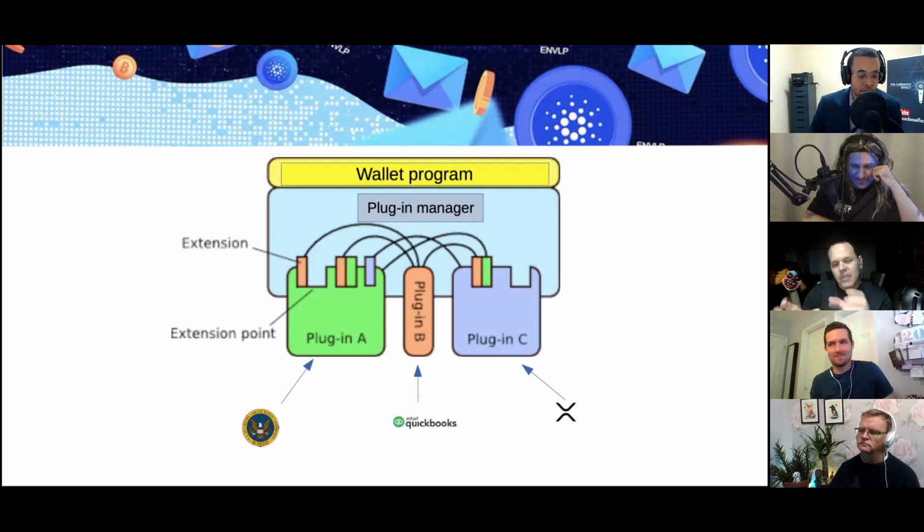It's an architecture that looks complicated. It's not too complicated.